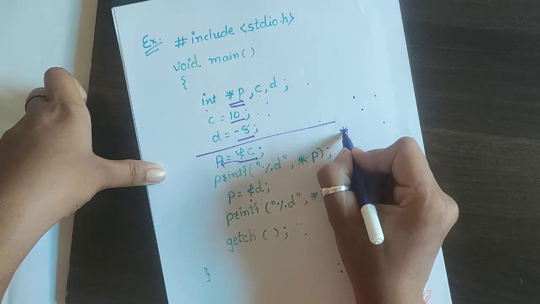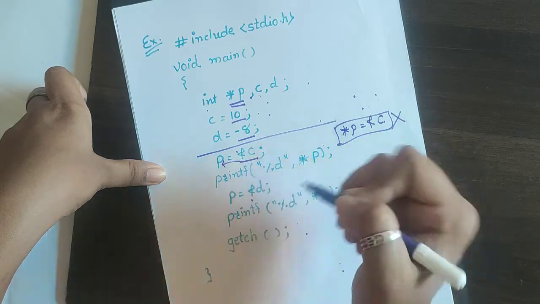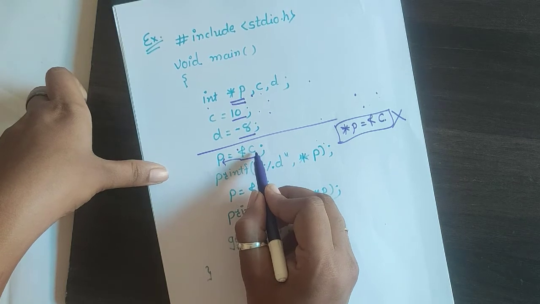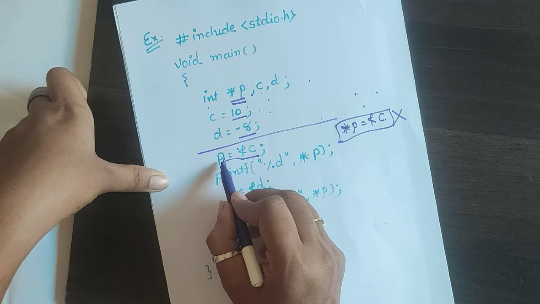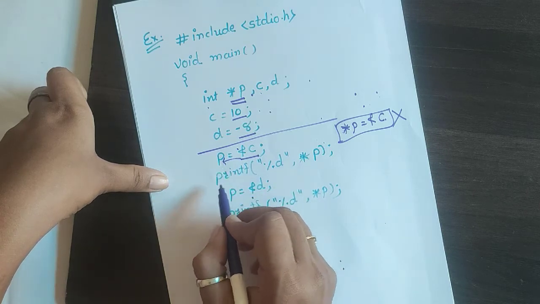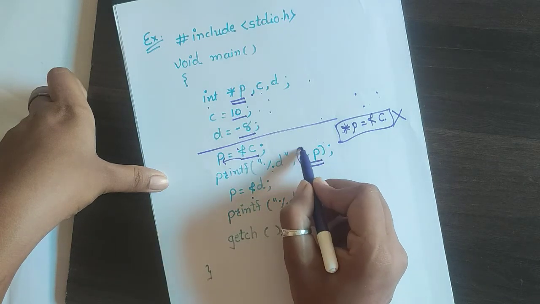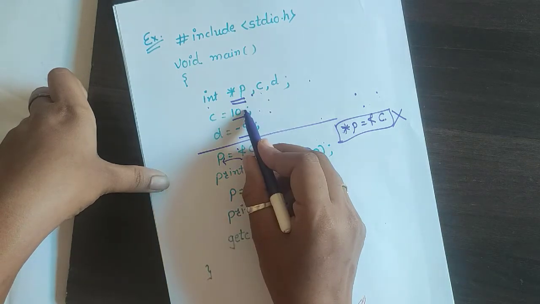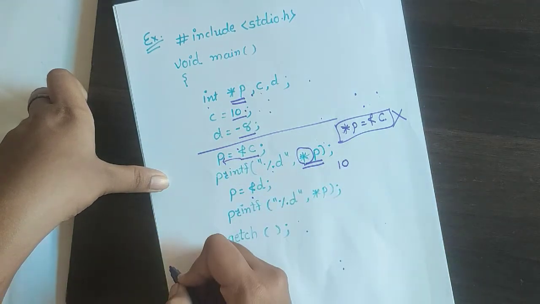Here I cannot write *p = &c. This is a bigger mistake. I cannot write this. So I need to write p = &c. Now that means the address of c is assigned to my pointer. Now if I am printing printf %d *p, what does it mean? The asterisk sign denotes its actual value, so that value is 10. So it will print 10.